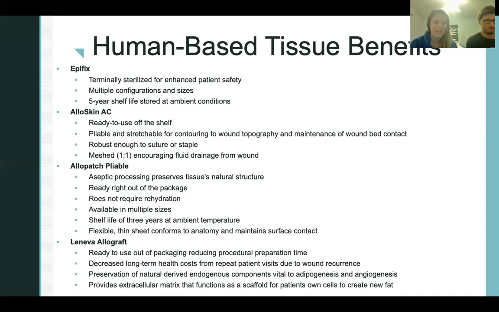With the Leniva allograft, it's also ready to use right out of the package, ready for everything. And then it's decreased long-term health costs if it works out well. And then the preservation of natural derived endogenous components, it's vital, and it keeps those there. And then it also provides extracellular matrix that functions as a scaffold for patients' own cells to create new fat.